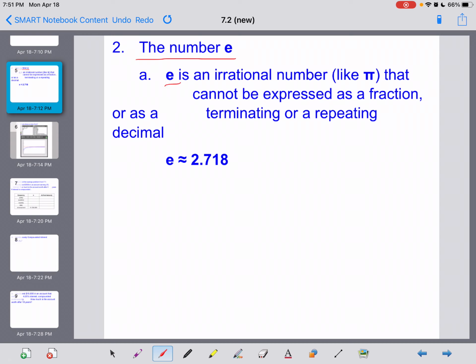E right here, guys, is an irrational number. And the most common and most famous irrational number that you guys already know is pi. And remember that pi is actually the Greek letter P. So as I said, there's a little bit of a precedent for naming a number after a letter. So like pi, E is an irrational number, which means that it cannot be expressed as a fraction or as a terminating or a repeating decimal.